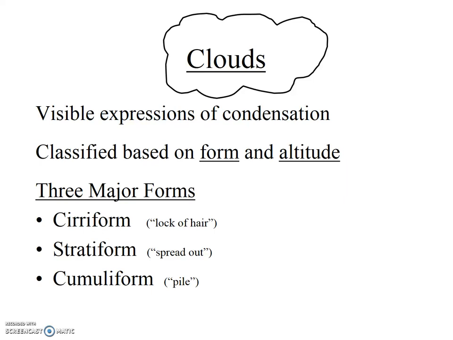Lastly, cumuliform clouds come from the Latin root that means pile, so you can think of accumulate. These are vertically oriented clouds. They may have a flat base at the lifting condensation level, but they can go up to great altitudes. These clouds can be common in the Midwest during thunderstorms, or anywhere that you have unstable air that is rising.